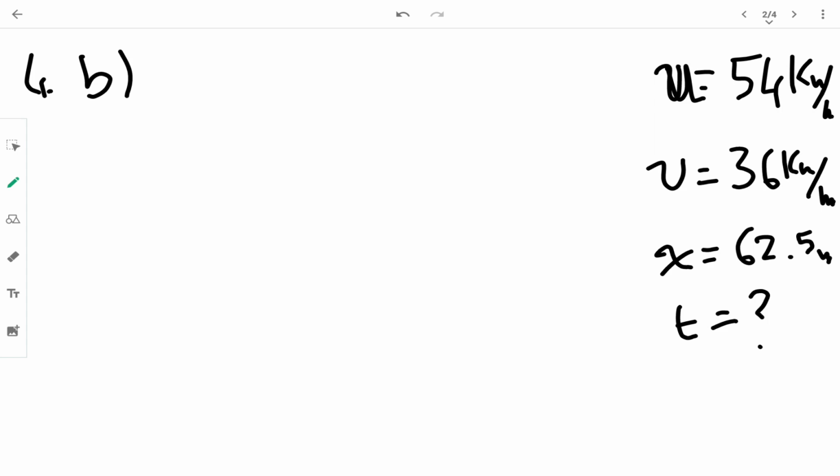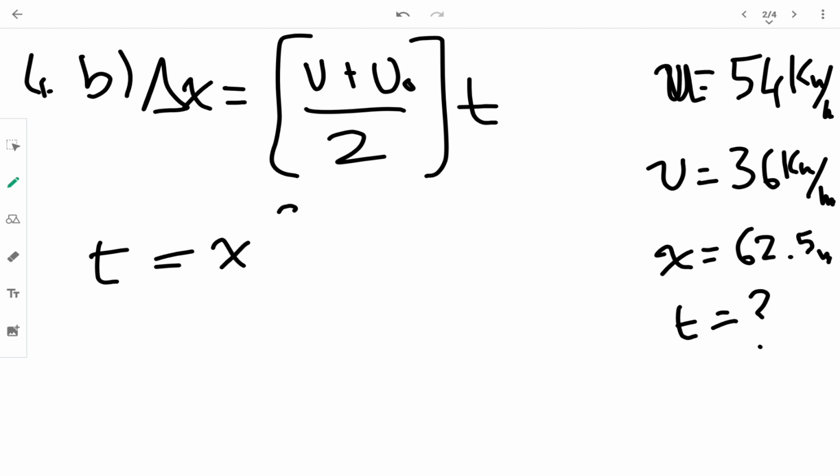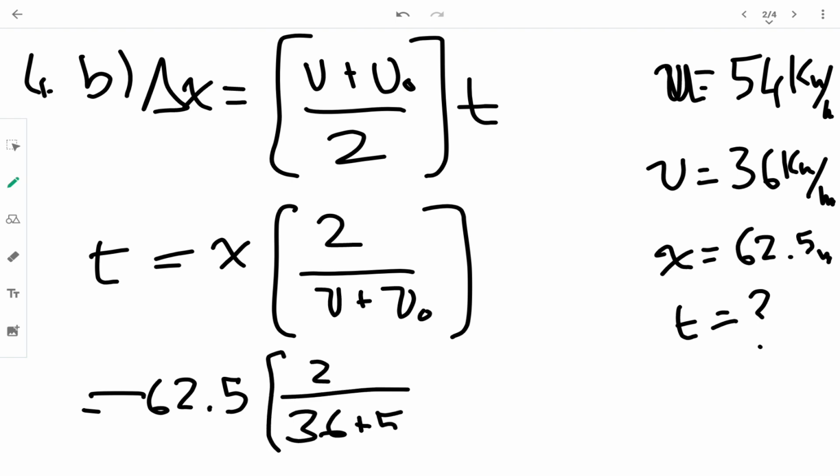So the formula is delta x equals v plus v0 over 2 times t. So you will get t equals x times 2 over v plus v0, which is 62.5 times 2 over 36 plus 54. After solving, you'll get 1.39 seconds.